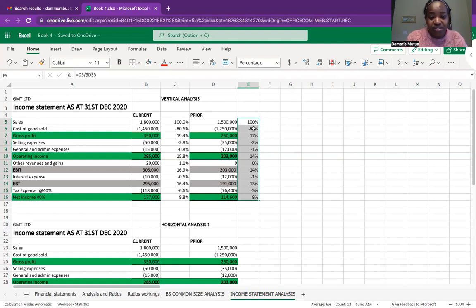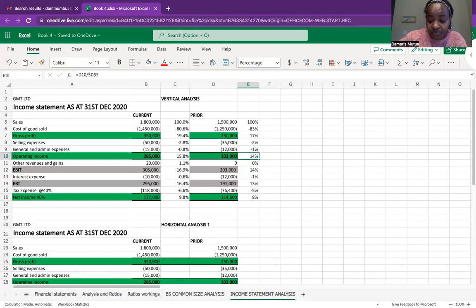Our COG prior period was 83% of sales. So we can call that a significant decline given the percentage increase in sales. Current period is 80, prior was 83. So our COG has gone down, which is good for the organization. So we are able to make more of the gross profit. Our gross profit has grown from 17 to 19. Let's look at our operating income. Our operating income has grown from 14 to 15.8.